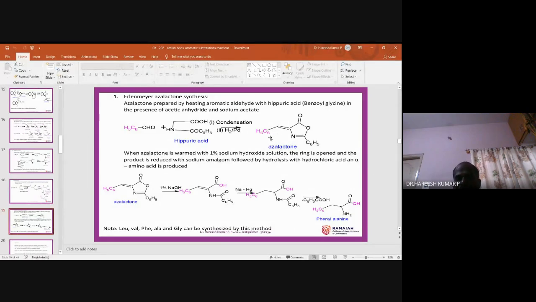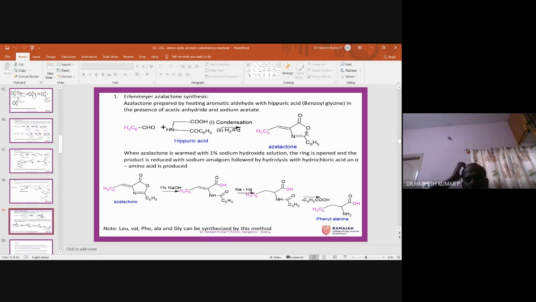Here it is only condensation and cyclization. So there is no reaction with hydrogen in the presence of a catalyst. This is not required, you can erase it. H2 palladium is not required for the conversion of benzaldehyde and hippuric acid to azlactone.